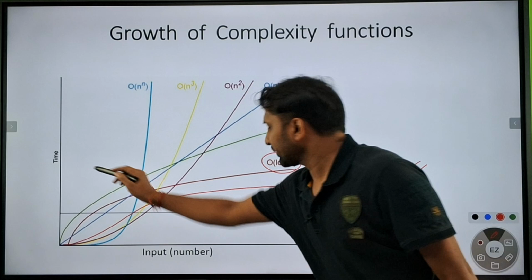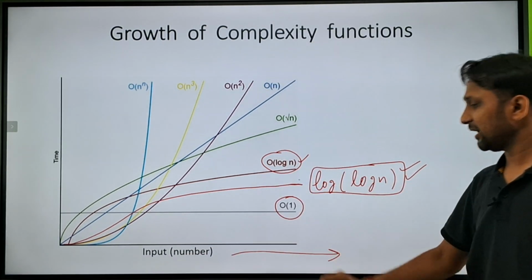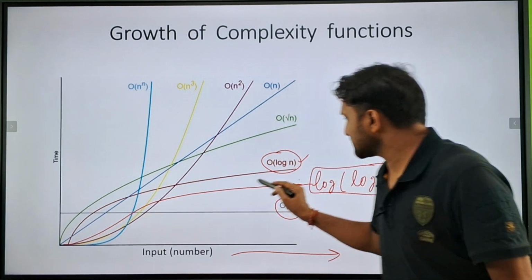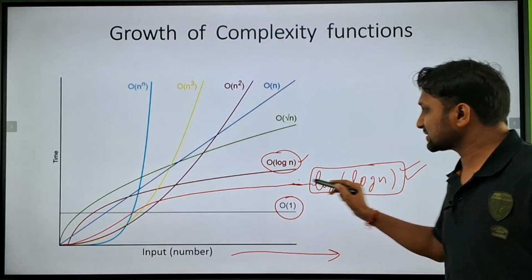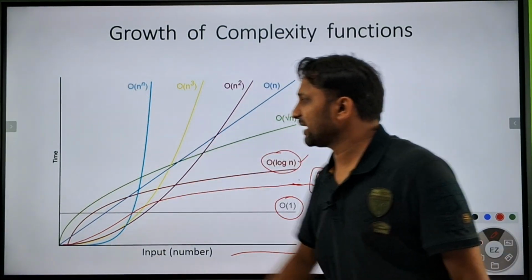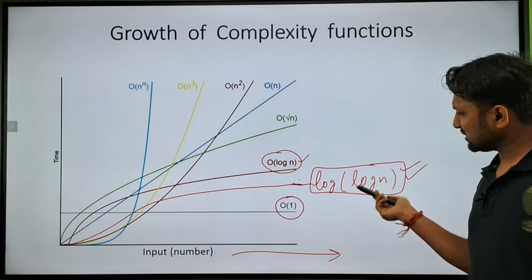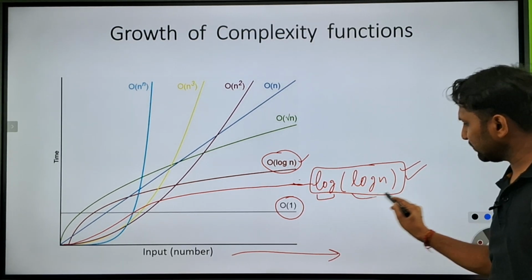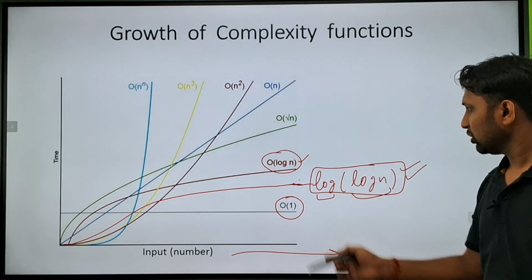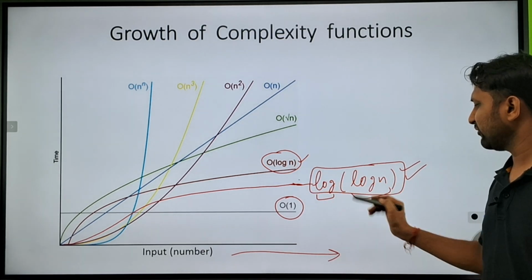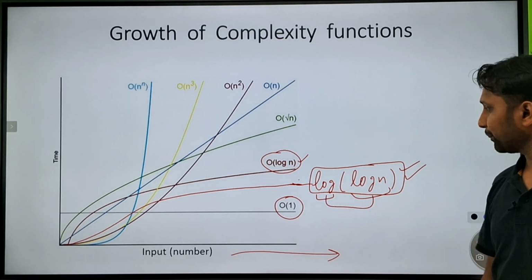You can see if the input size will increase, this is growing with less speed as compared to this log n, taking less time. If you see this y-axis, log n is greater than log of log n. Although you can see, whenever you take the log of something, the value gets reduced. So here you have just log and you are taking a further log of log n. So definitely this value will be smaller.